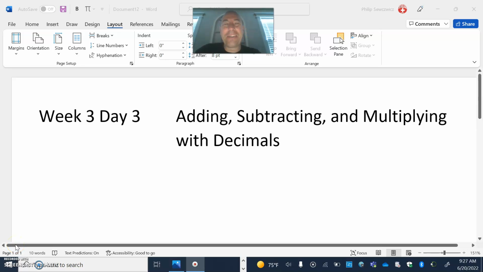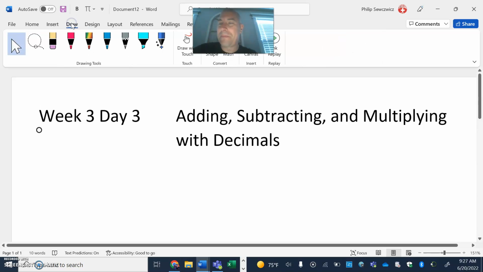Day number 3 here of adding, subtracting, and multiplying with our decimals. This time we're going to focus much more on our whole numbers and our decimal placement, and then making sure, again, we're switching back and forth in what to do with addition, subtraction, and our friend multiplication. So let's jump right into question number 1.